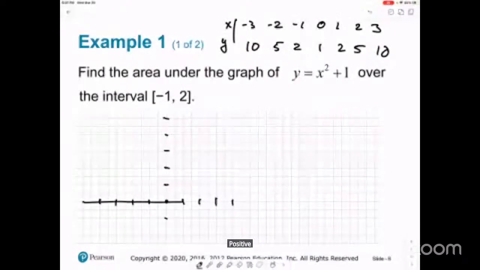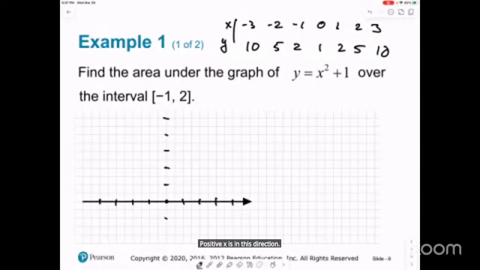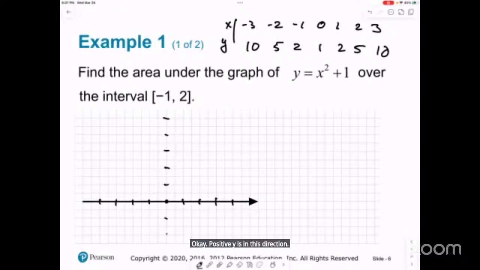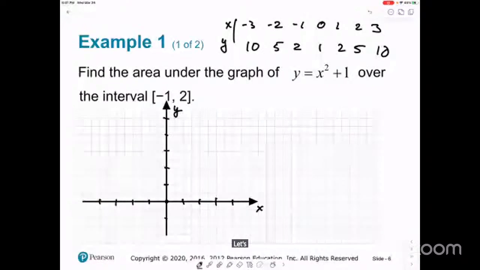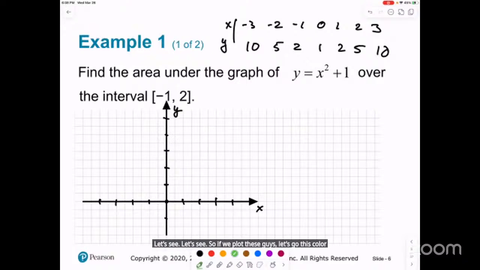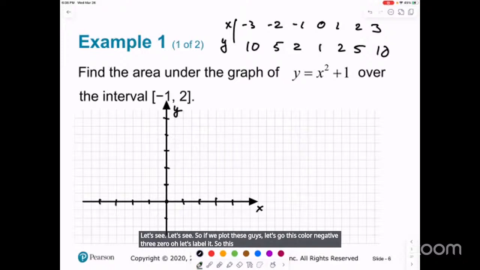Positive x is in this direction. Okay. Positive y is in this direction. Okay. Again, this is the positive y, this is the positive x. Let's see. So if we plot these points, let's go with this color. -3, 0. Oh, let's label it. So this is like the origin. This went 1, 2, 3, 4.